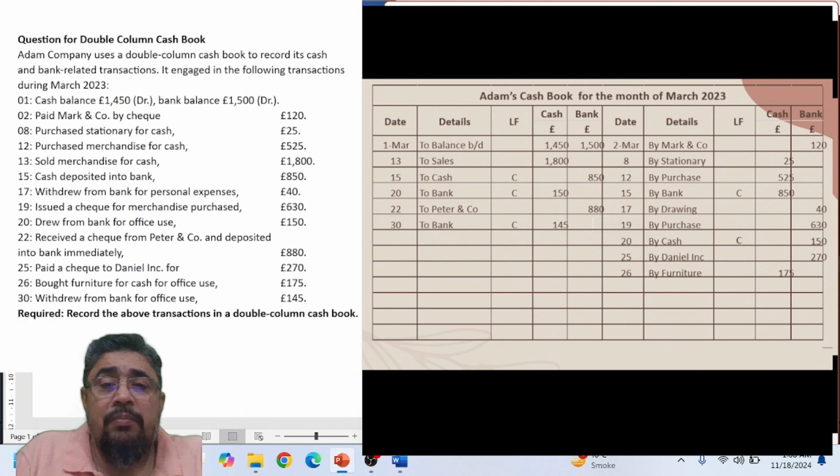At the same time, the same amount we will record on the credit side of the cash book in the bank column. Here on 30th March, by cash. In LF we mention C for contra, and here the amount we will mention is 145. So now we have recorded all the transactions during the month of March.